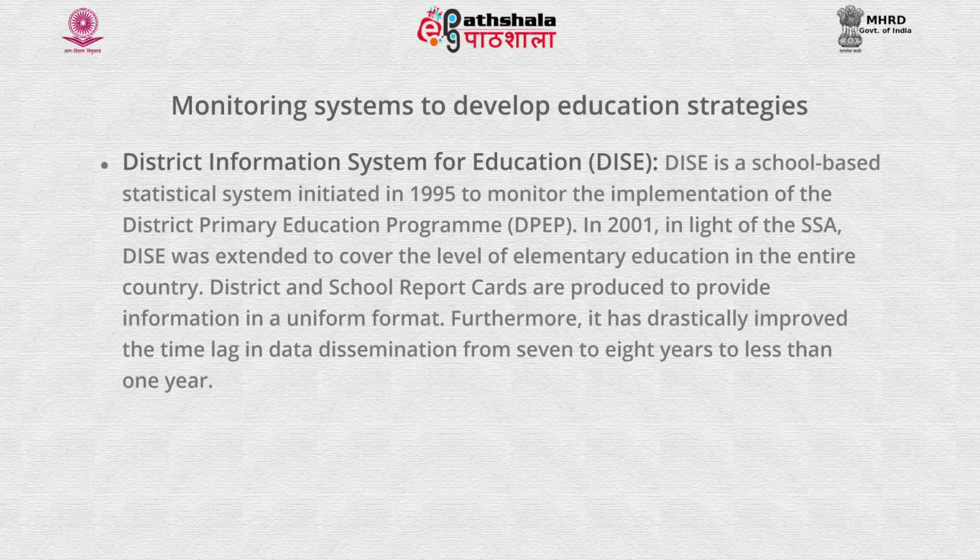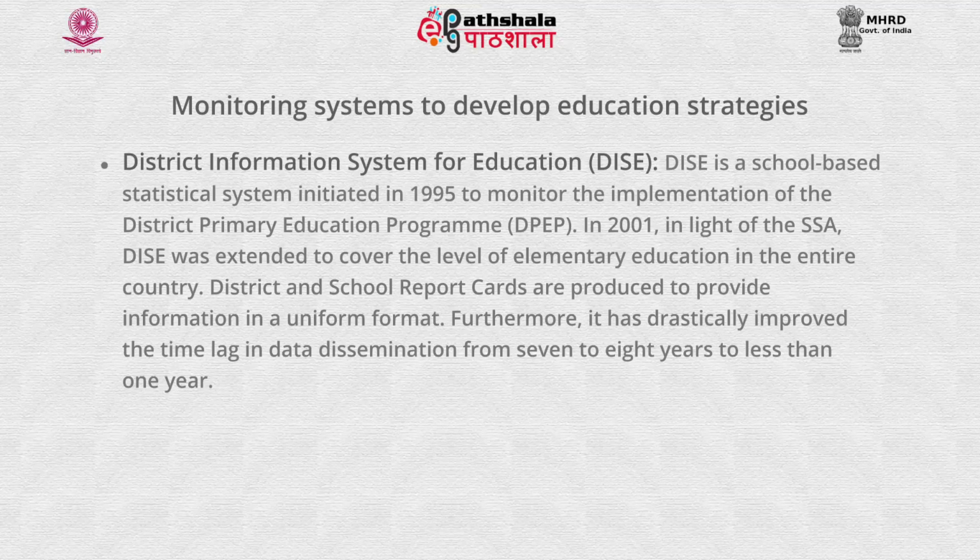Second is DISE, District Information System for Education. DISE is a school-based statistical system initiated in 1995 to monitor the implementation of the District Primary Education Programme. In 2001, in the light of the Sarva Shiksha Abhiyan, DISE was extended to cover the level of elementary education in the entire country. District and school report cards are produced to provide information in a uniform format.